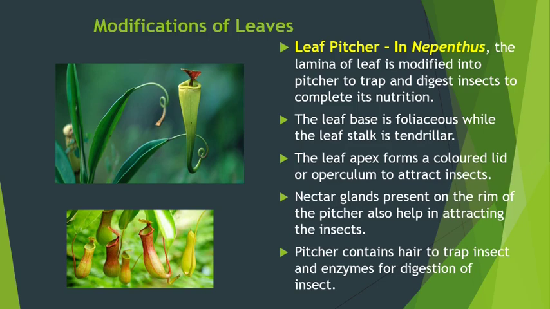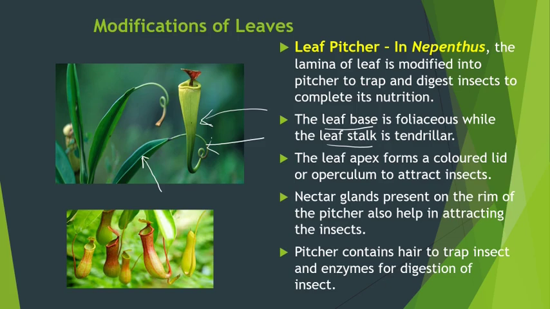Let us see the next modification, an interesting modification in insectivorous plants like Nepenthes. Look carefully at this picture. This swollen, flat green part is actually the leaf base. The leaf base is becoming a flat leaf-like structure. This coiled tendril-like structure is actually the leaf stalk or the petiole, and the lamina becomes modified to form a pitcher-shaped structure.